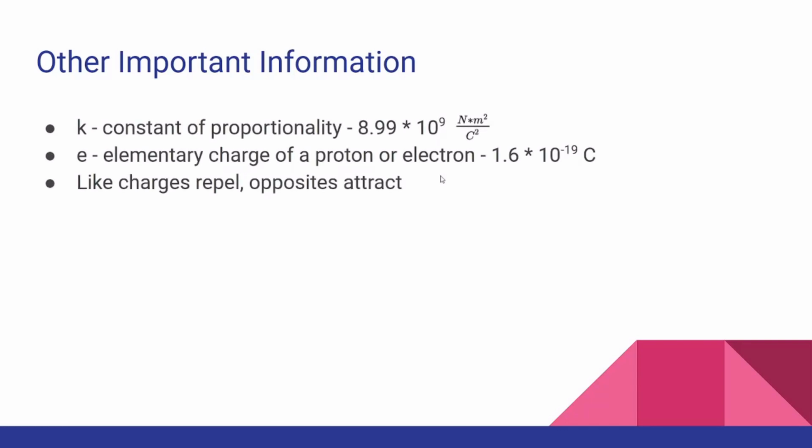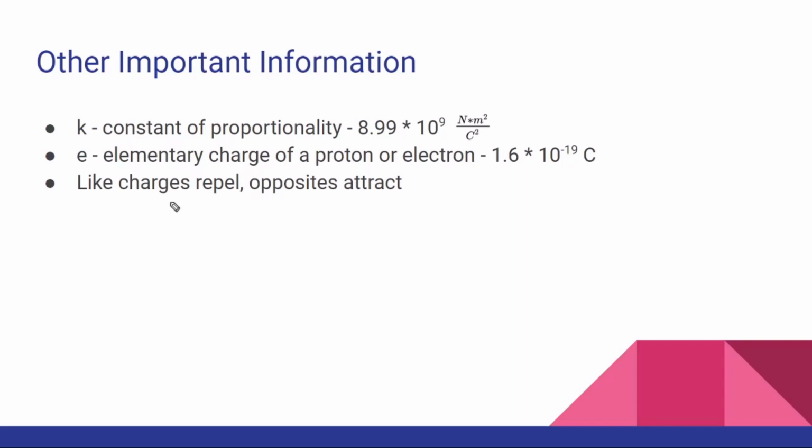K is the Coulomb's constant of proportionality, or its value is 8.99 times 10 to the 9th newtons meter squared over coulomb squared. For the purpose of quick math, we will be rounding it up to 9. The elementary charge of a proton or an electron is regarded as 1.6 times 10 to the negative 19th coulombs. And last but not least, we have like charges repel and opposites attract.